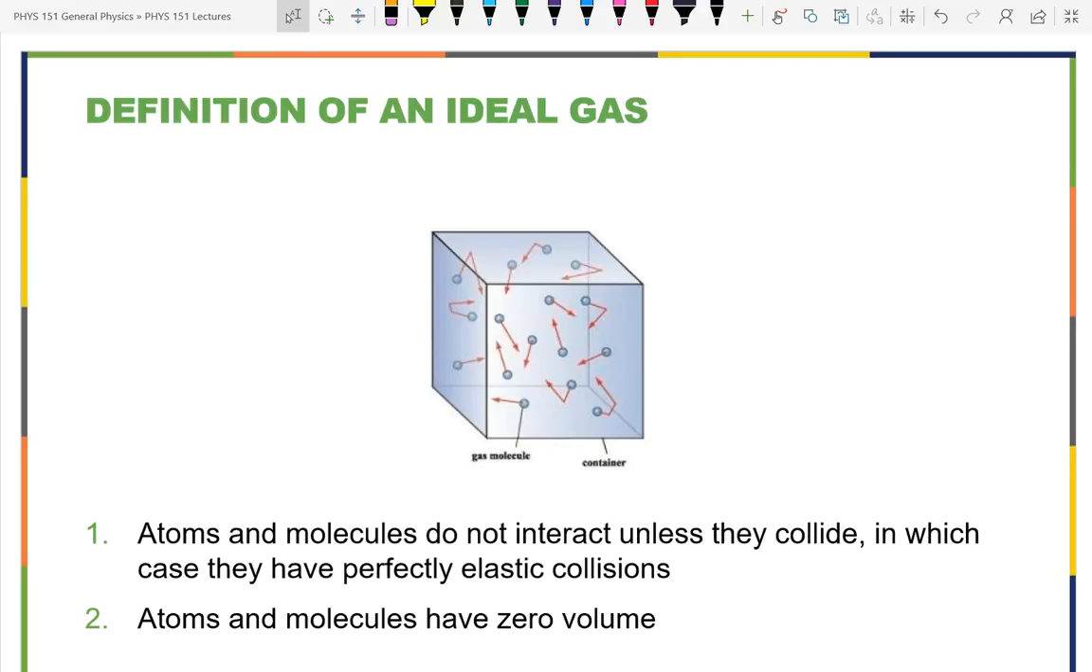So what is ideal? Ideal behavior is if you have atoms and molecules that don't interact unless they have direct collisions. That would mean they can't have charge, because if you have an electric charge, they'll interact at a distance. Second, when they hit each other, they have to have perfectly elastic collisions. They can't stick to each other at all. So that's condition number one for an ideal gas. They don't interact unless they directly collide, in which case they have perfectly elastic collisions. All the kinetic energy is returned.